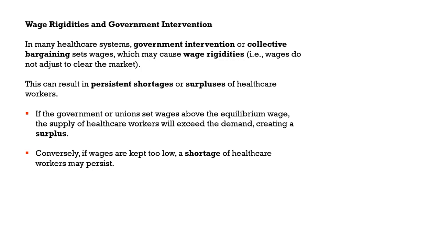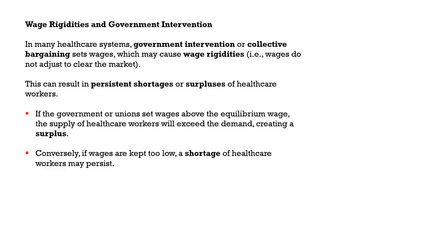Now, there can also be various kinds of wage rigidities. The wages in the labor market are generally not very flexible, and there may be various kinds of wage rigidities because of minimum wage legislation or different kinds of government interventions. In many healthcare systems, government intervention or collective bargaining sets wages, which may cause wage rigidities. That is, wages do not adjust to clear the market, they are not very flexible. And this can result in persistent shortages or surpluses of healthcare workers.